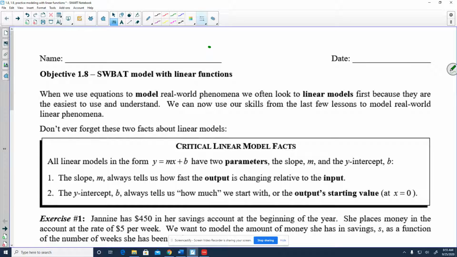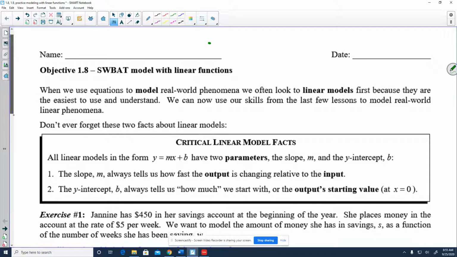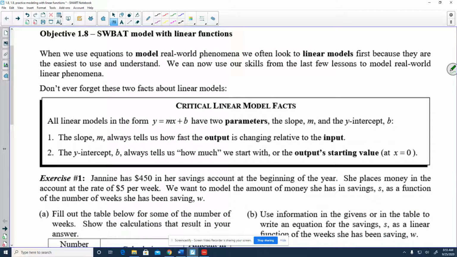Alright, so one thing, don't ever forget these two facts about linear models, okay? One thing is that all linear models in the form y equals mx plus b have two parameters, the slope and the y-intercept. So that's review from last year. M is our slope and b is our y-intercept, okay?